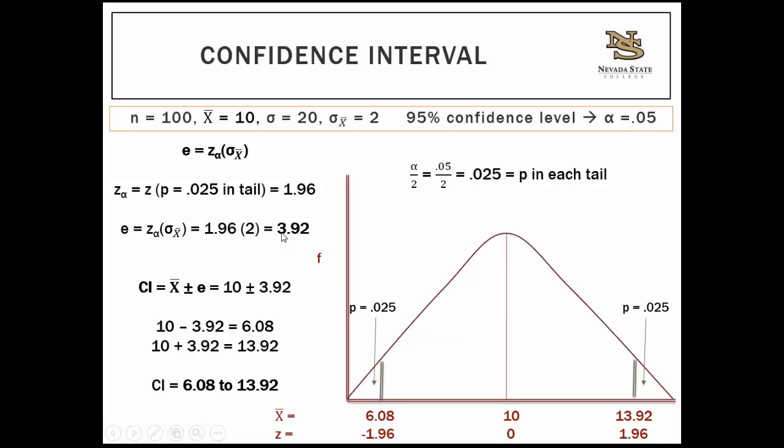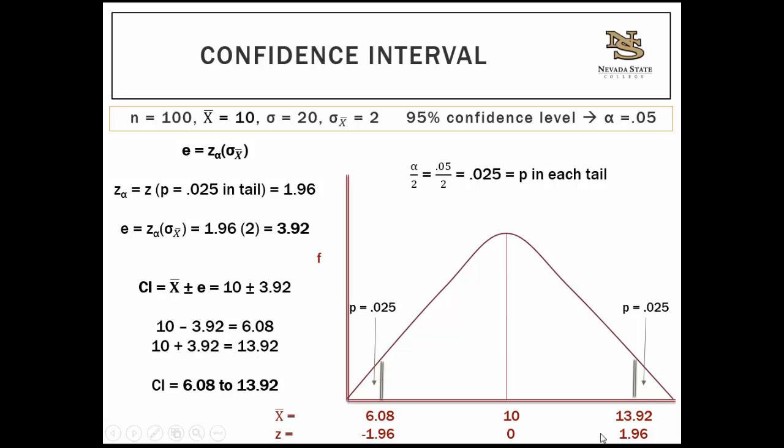Then we take that margin of error and we add it to our mean, and then we subtract it from our mean to find our high and our low end. So our sample mean is 10, 10 plus or minus our margin of error of 3.92. So for the lower limit, or the low end of our confidence interval, we take 10, subtract the margin of error. 10 minus 3.92, we get 6.08. To find the high end of our confidence interval, or the upper limit, we take 10 and add 3.92, the margin of error, and we get 13.92.